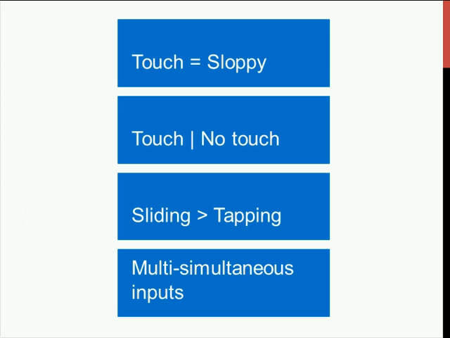So a couple of things about touch. Touch is sloppy because you touch something and then something needs to happen. There's also only two states. There's touch and no touch.